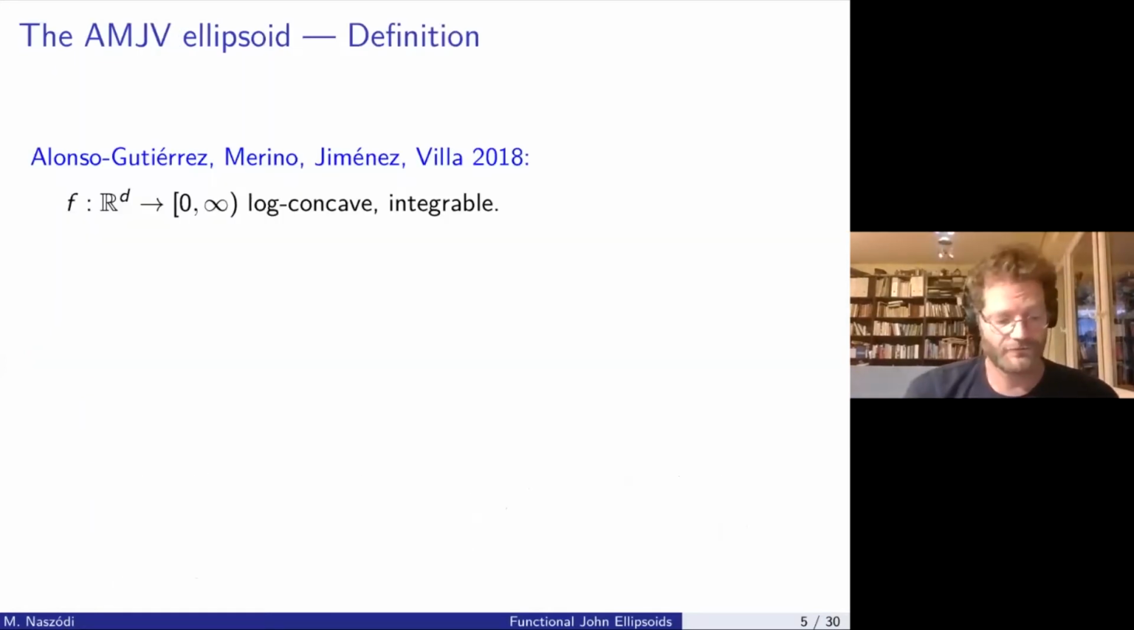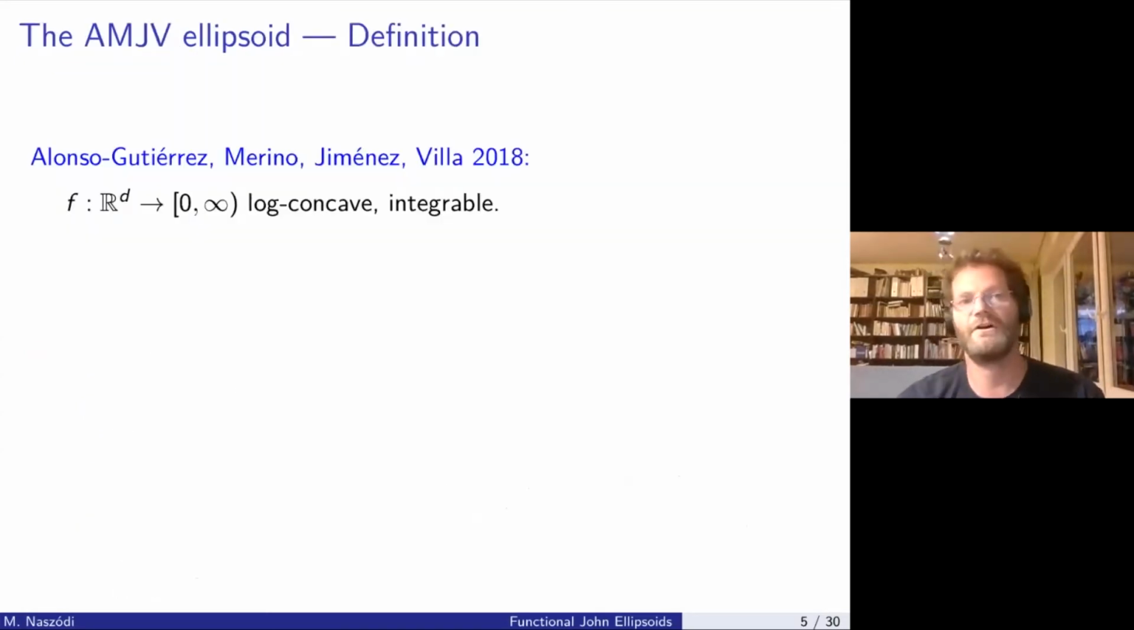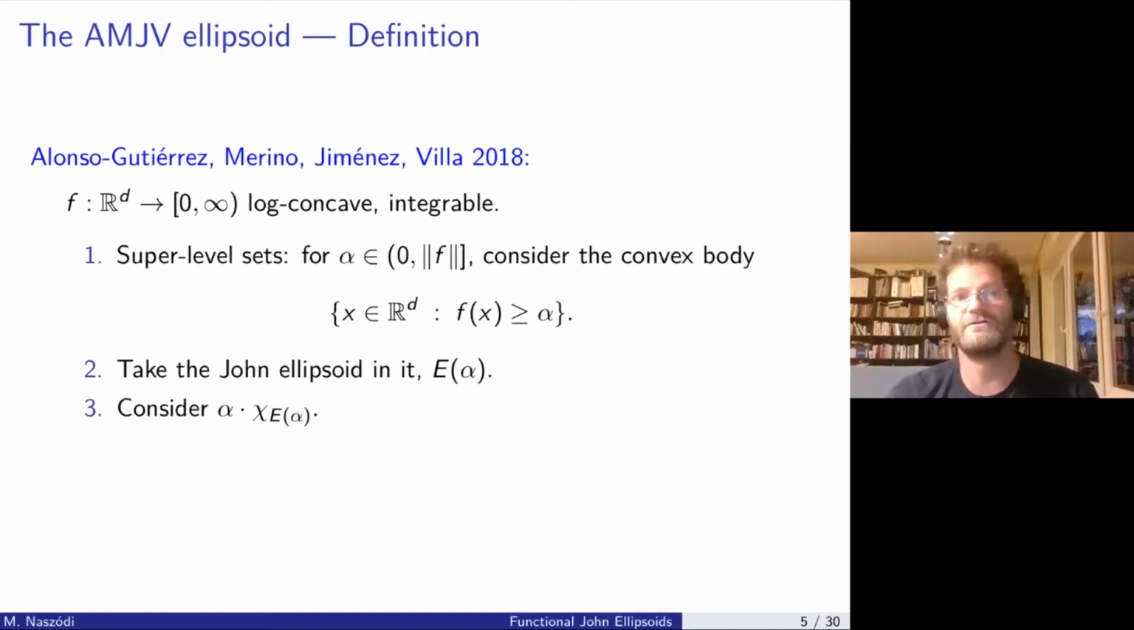Okay, so now the question is, great, we have the idea of the John ellipsoid for convex bodies. How do we extend this idea to log-concave functions? And Grisha and I, when we started thinking about this question, we soon ran across the paper of Alonso-Gutierrez, Marino, Jimenez, and Villa, who considered this question and gave their answer. So let me now outline what they defined as the John ellipsoid of a function, of a log-concave function.